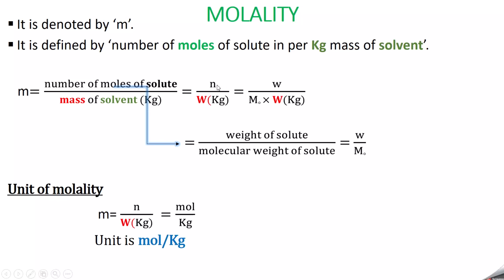Now n is number of moles. This number of moles you can find out by dividing the weight of the solute by molecular weight. So W by m naught will give the number of moles of solute. So you can replace n by W by m naught. So you will get W by m naught into capital W in kilogram. This is the expression, you can use it for doing problems based on molality. The unit of molality you can find out like this. m is equal to number of moles divided by weight of the solvent. Number of moles, the unit is mole. Weight of the solvent, this is in kilogram. So mole per kilogram is the unit for molality.